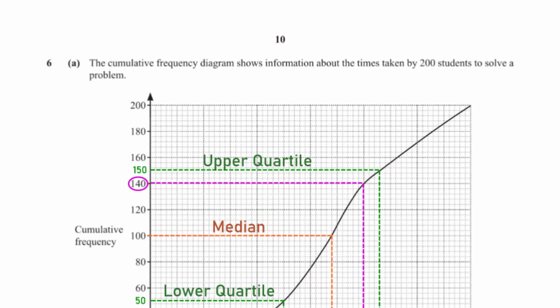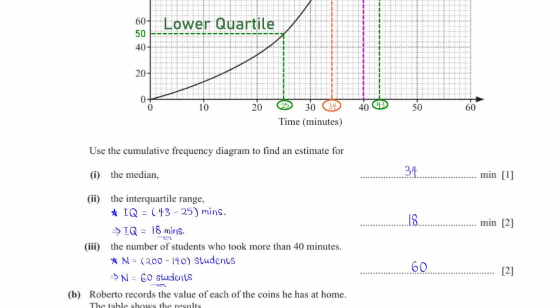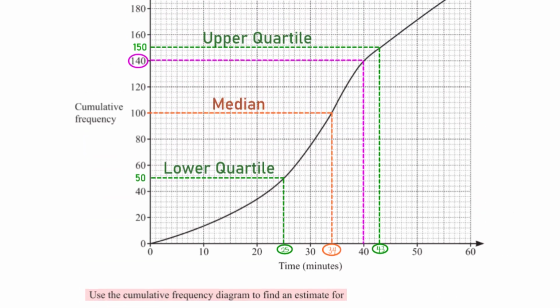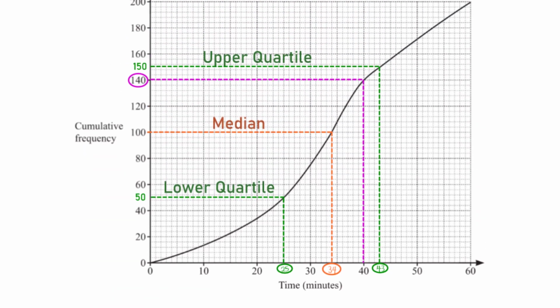The cumulative frequency diagram shows information about the times taken by 200 students to solve a problem. Use the cumulative frequency diagram to find an estimate for the median. Half of the total number of students, which is 200, is equal to 100. And so when we map this on the cumulative frequency diagram, we get the median as 34 minutes.